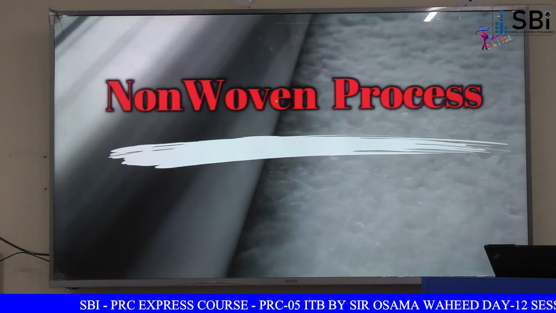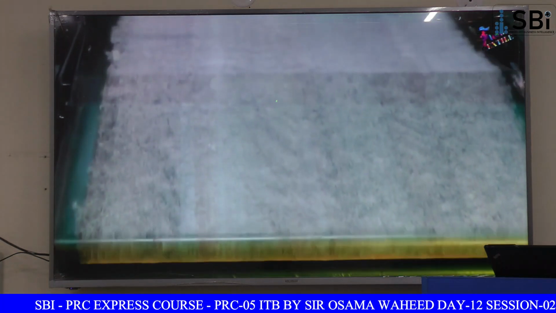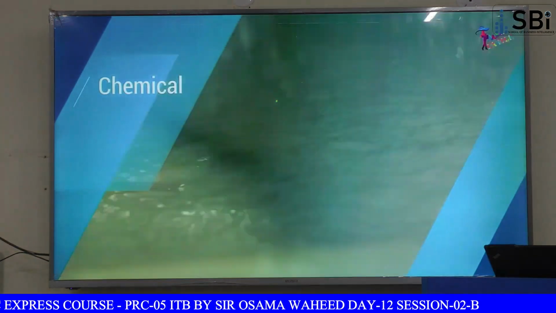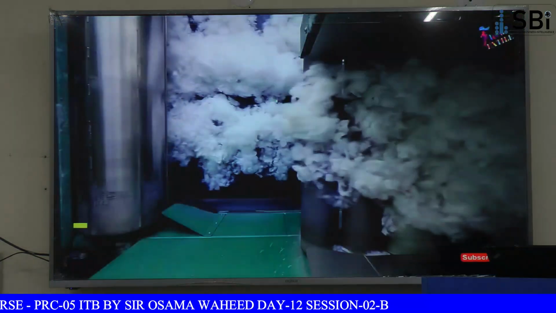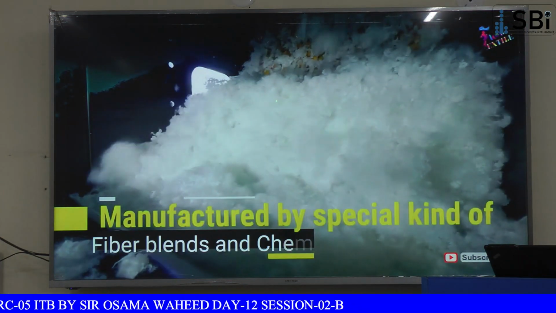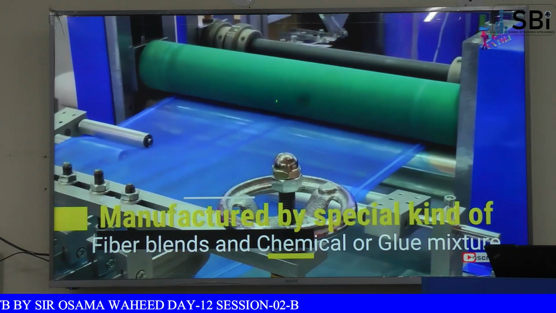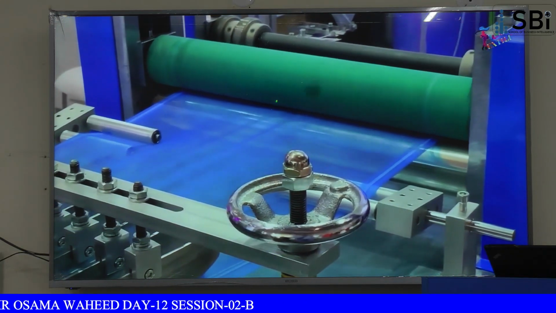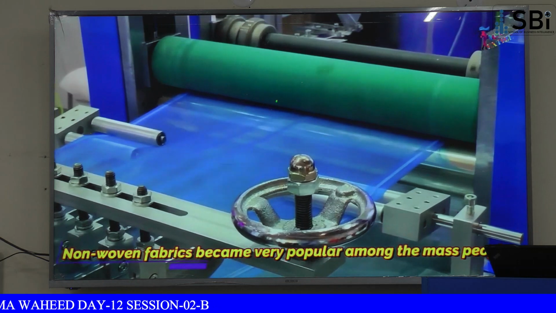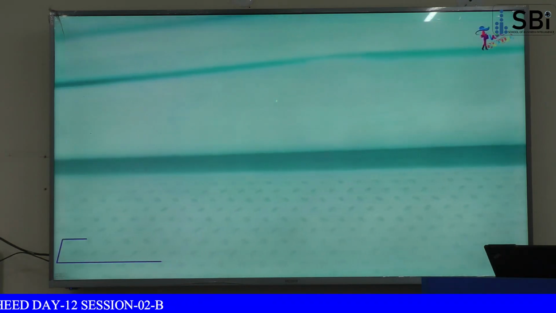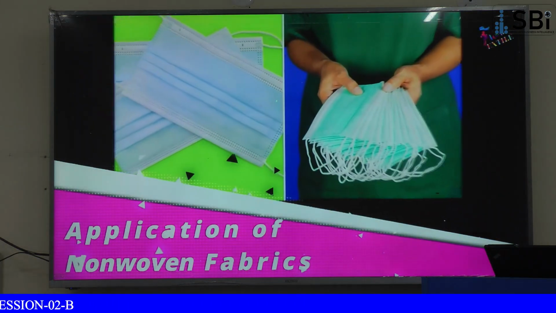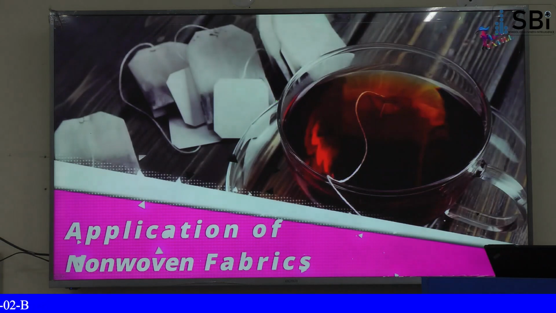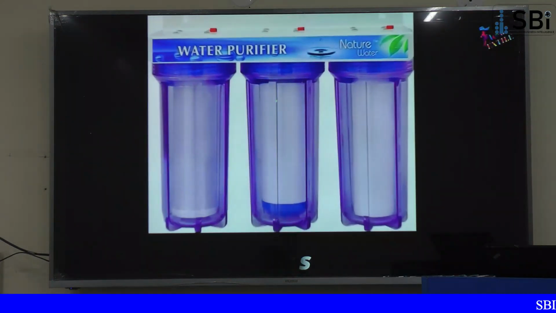Non-woven process. Non-woven fabric is made from sheet or web structures bonded together by using a chemical, mechanical, heat, or solvent treatment. It's manufactured by a special kind of fiber blends and chemical or glue mixture. Day by day, non-woven fabrics become very popular among people and are used as filter paper, PPE gowns, surgical masks, napkins, tea bag fabric, water filters.